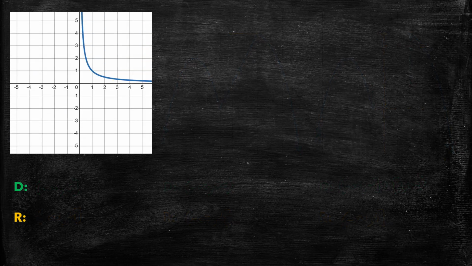So let's change up the graphs a little, make them a little more interesting. Remember, since this graph goes all the way to the end of the grid, just assume that there are arrows there. And what's going on here?